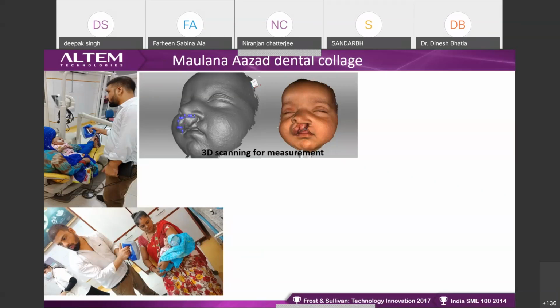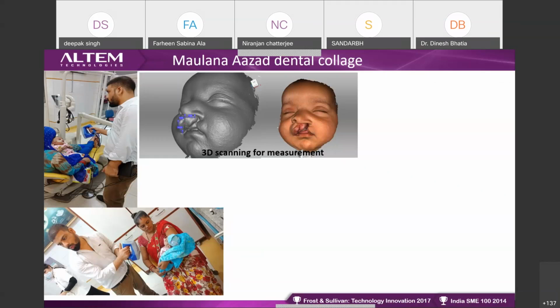And moreover, this data can be used for creating a mold, because otherwise the process is, you put some gum inside the face of the baby, and then you get the mold out of that rubber silicon material.